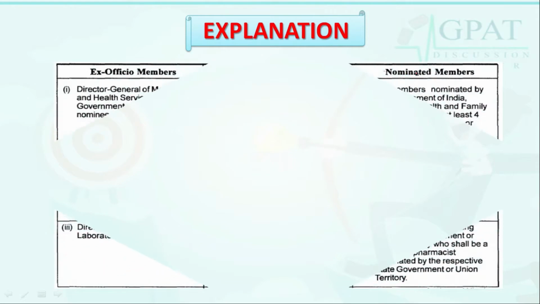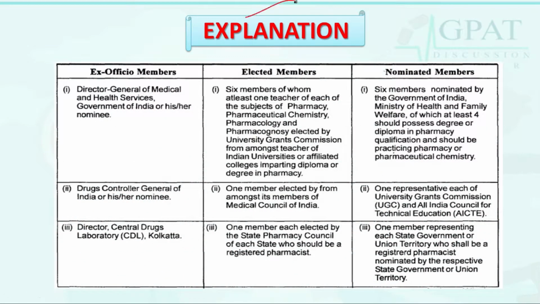So let's discuss with the help of the explanation. Here we have a table of ex officio members, elected members and nominated members. Coming to the ex officio members: Director General of Medical and Health Service, Government of India. Another one is the Drug Controller General of India, and the directors of the Central Drug Laboratory, which is located in Kolkata.